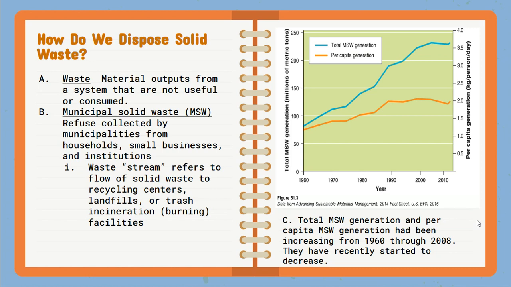Any waste is going to be any material output from a system that's not useful or wind up being consumed. Through municipal solid waste, any refuse, so that's really any waste collected by any municipalities, towns, villages, cities, and so on, from households, small businesses, right, wind up in this one kind of like waste stream. So this is the flow of whatever solid waste we may generate, whether that be to a landfill, to a recycling center, to maybe to be incinerated. It can wind up in a multitude of different directions.